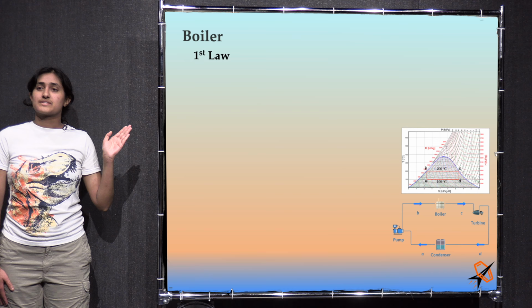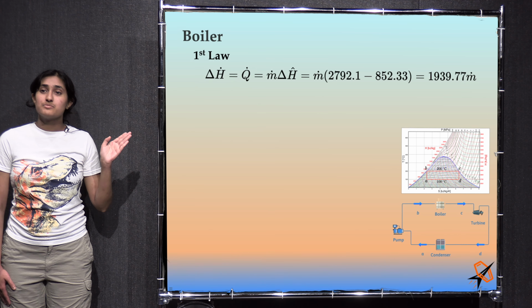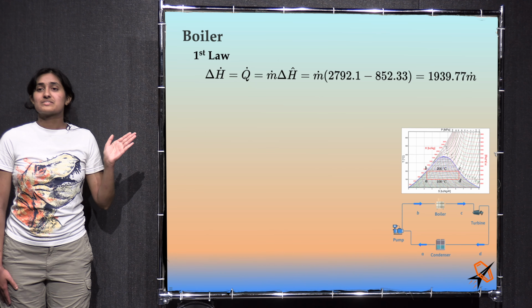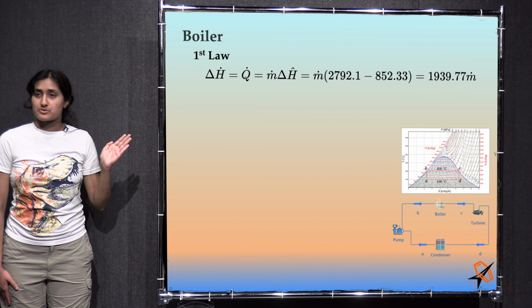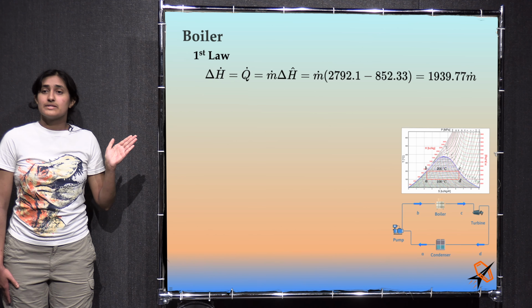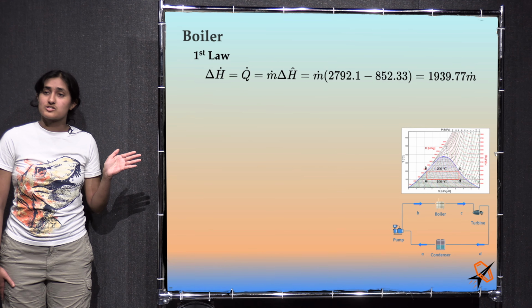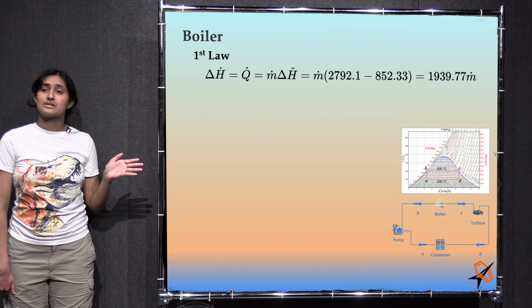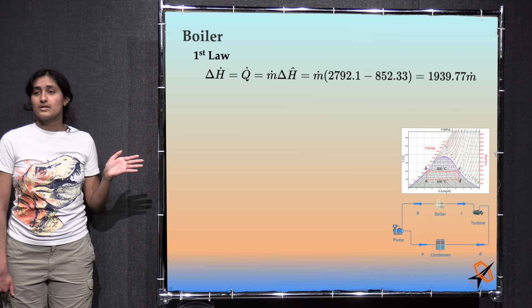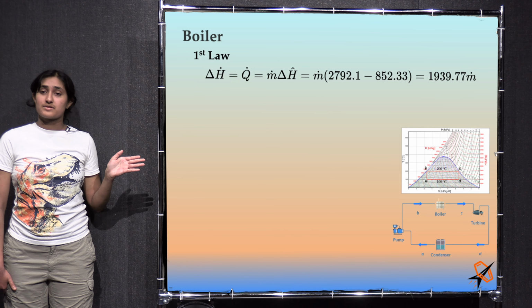The first law for the boiler is that delta H dot equals Q dot equals M dot delta H hat. We now look at the steam tables for the enthalpy of saturated liquid and saturated vapor at 200 degrees Celsius. The enthalpy of saturated steam is 2792.1, and the enthalpy of saturated liquid is 852.33. And so that gives us our delta H for the process.